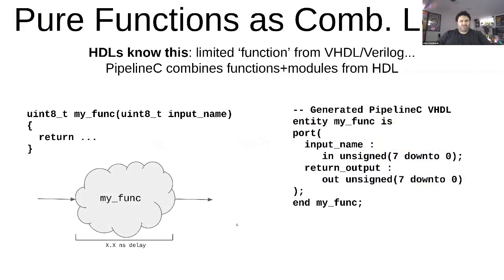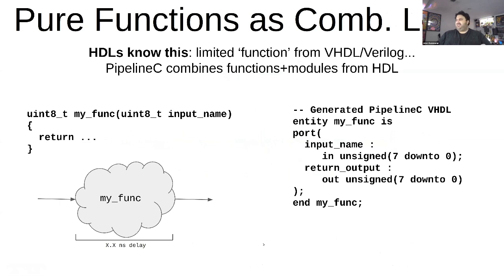Starting from something that traditional hardware description languages know, functions and combinatorial logic kind of go together. So PipelineC combines these, the concept of functions and modules. So on the left here, you write a function. It takes an input called input name, and it has an output. And then on the other side here is the VHDL beginning. It's a module with input and output ports.